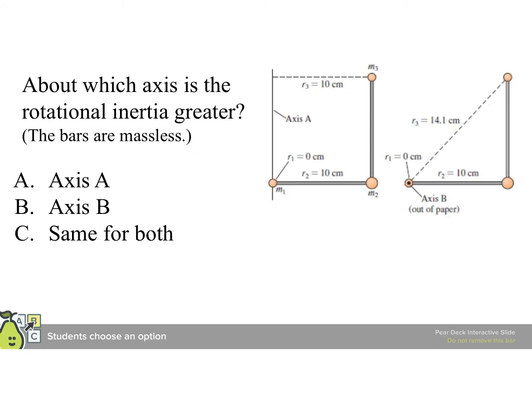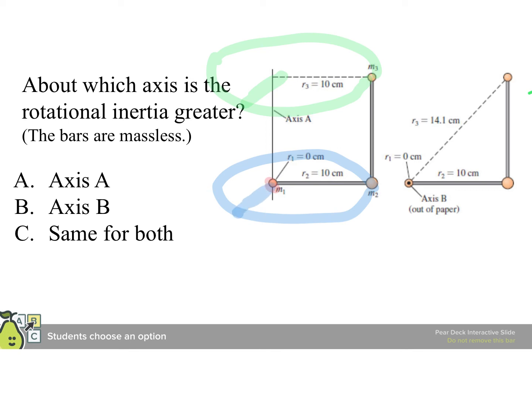About which axis is the rotational inertia greater? The bars themselves are massless. How is this thing actually moving? Well, if this is the axis, then everything's moving in a circle around that. If you imagine coming out of the plane, it does something like that. Same circle. And of course, hardly any spin. Remember, these circles are meant to be in the plane, so imagine out of the board or the page.